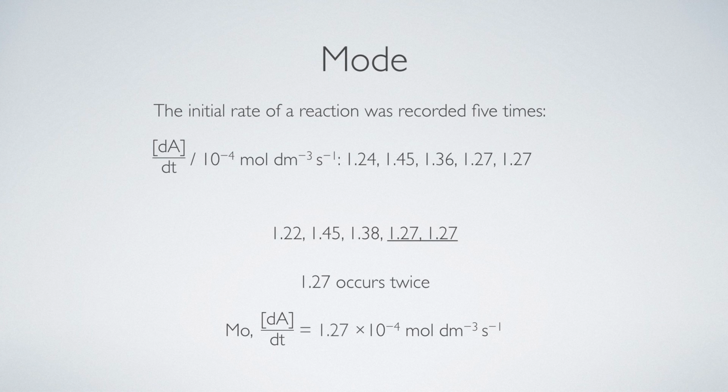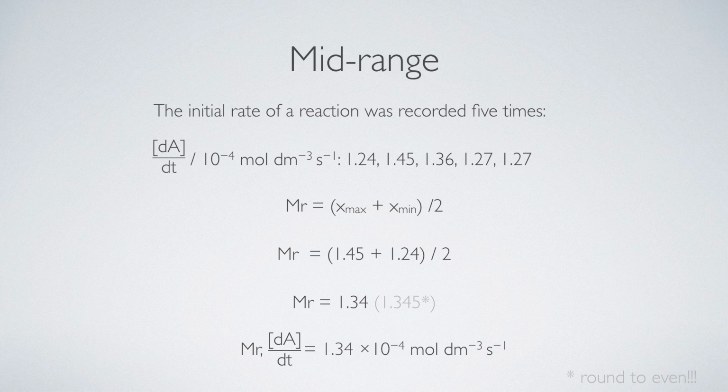My mode is the value which appears most often. In this data set, 1.27 appears twice. So my mode is 1.27 times 10 to the minus 4 moles per decimeter cubed per second. Finally, my mid-range is simply the minimum value plus the maximum value divided by 2. This is a rough and ready calculation designed to give an approximate value of the mean, and was considerably easier to calculate than my mean value.